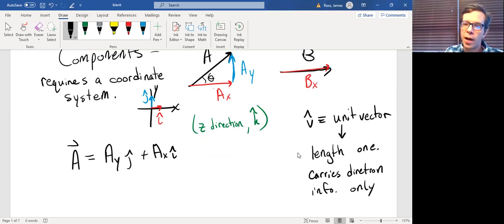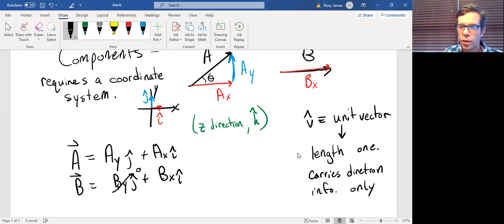So if we now want to write vector A, we can write it as AY times J plus AX times I, and we can write vector B as BY times J plus BX times I. Of course, we know this is 0 though for our example.